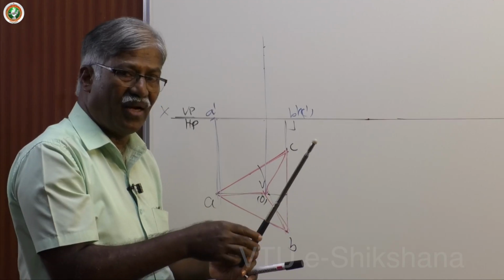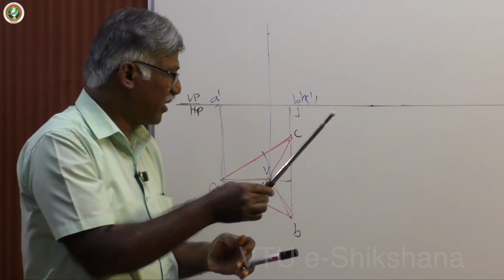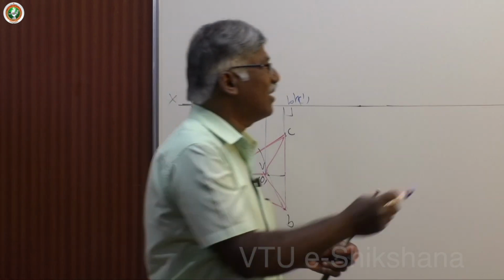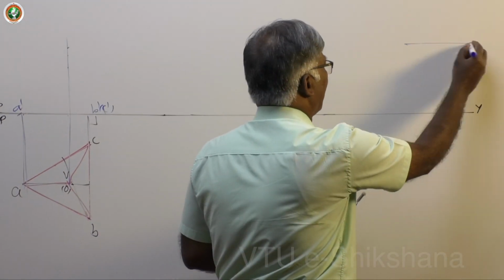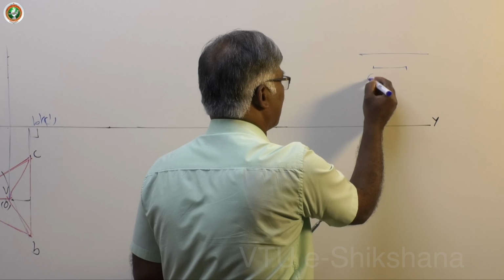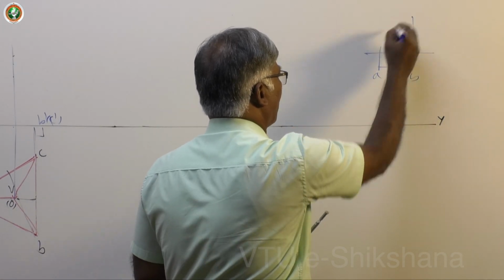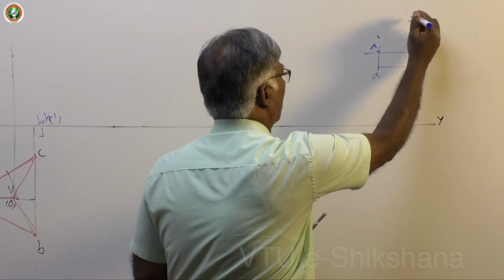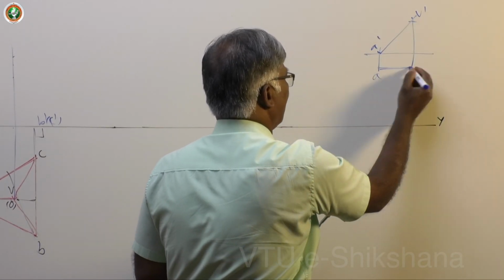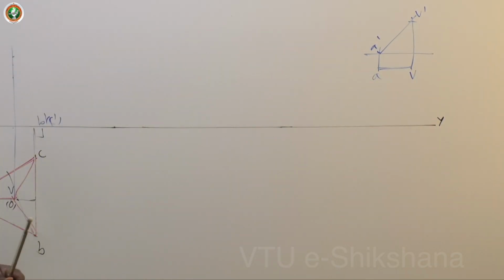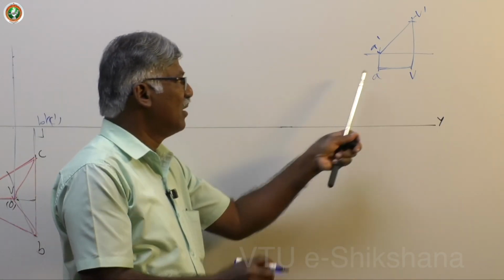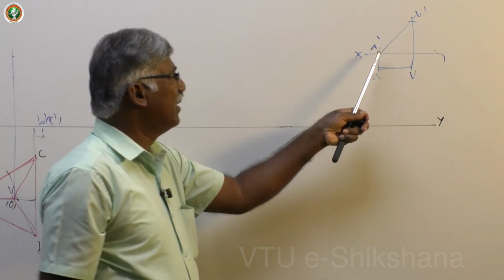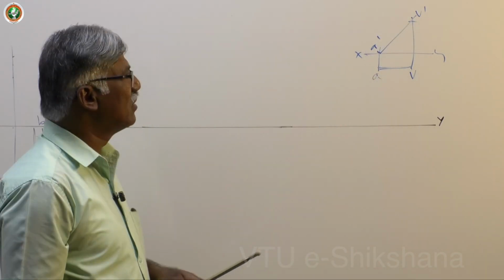Whenever a line is parallel to VP, the projection line, the corresponding front view is true length. So I will sketch this here. Whenever the line is parallel, say AB, if you have the corresponding front view, this is A dash, let me take V only, no problem, V dash, A dash, V dash, AB is a line. So in this case, AB is parallel to XY. Definitely the projection in front view is true length.